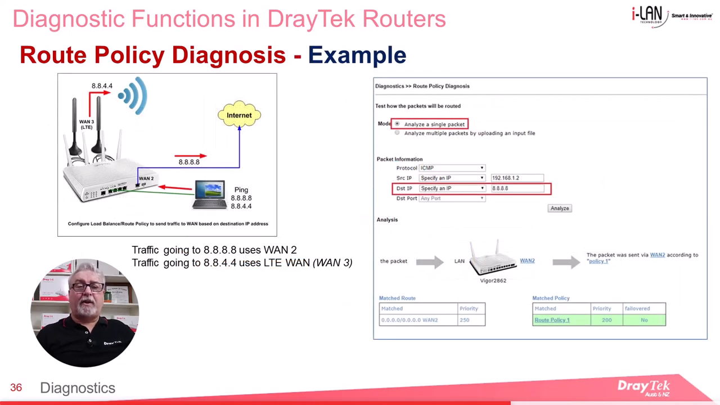In the example shown here, we can use route policy diagnosis to verify that the settings are configured correctly. For a single packet, we just need to specify the source and destination IP addresses, and the result will be displayed at the bottom, showing which rule matches the entered criteria.